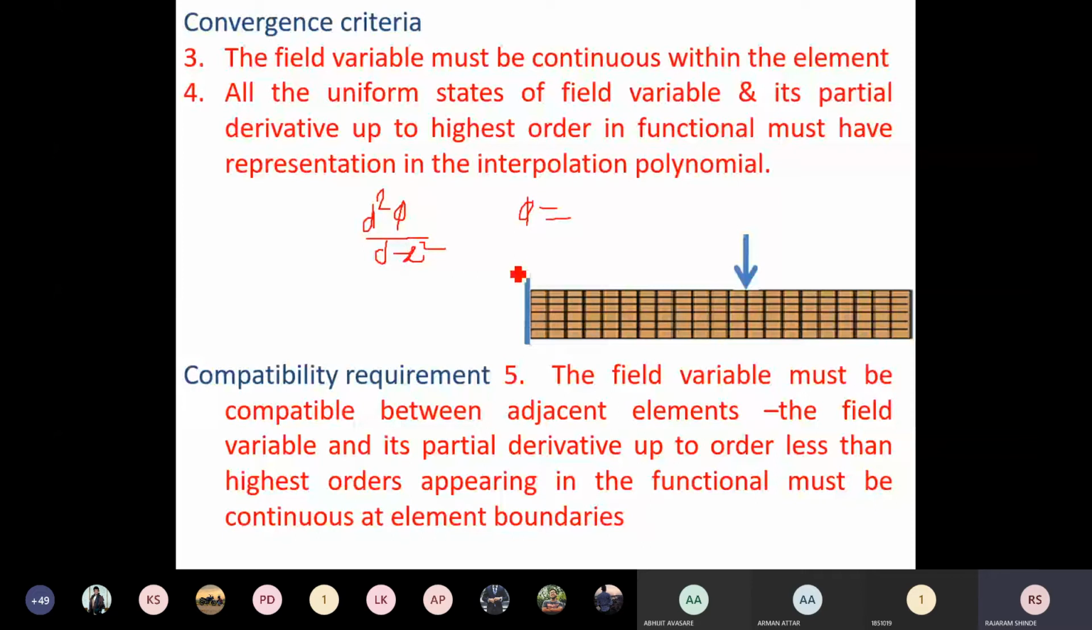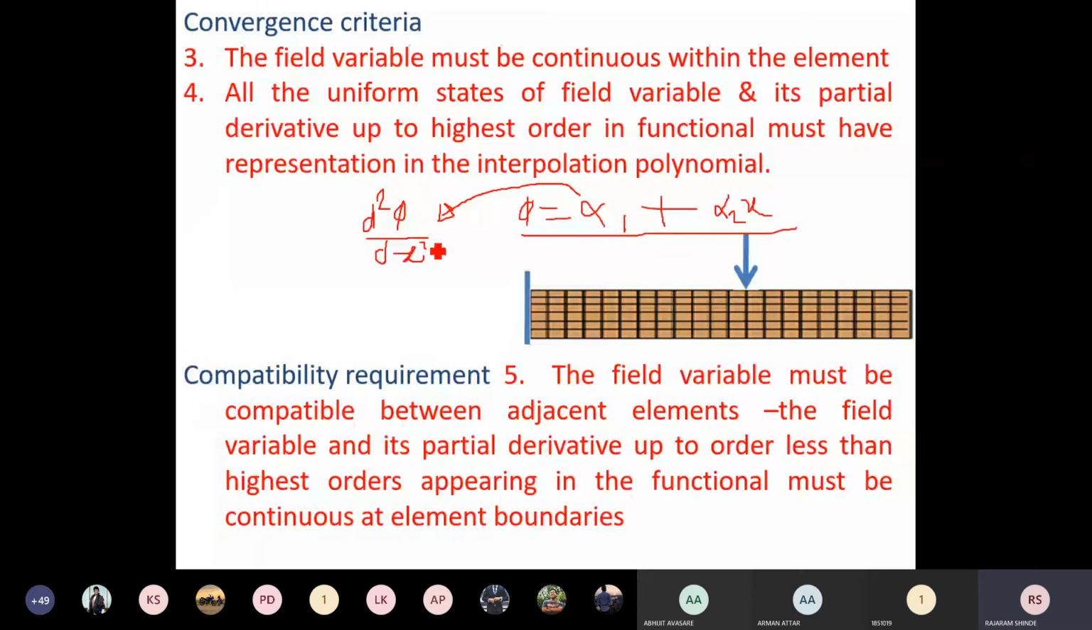You can understand this one. See here, if your potential energy is of order of derivative 2, and if you use this alpha 1 plus alpha 2 x as an interpolation polynomial, then we cannot calculate the derivative of this one. We cannot calculate the second derivative of this one. Means this interpolation polynomial should not have representation in this derivative.